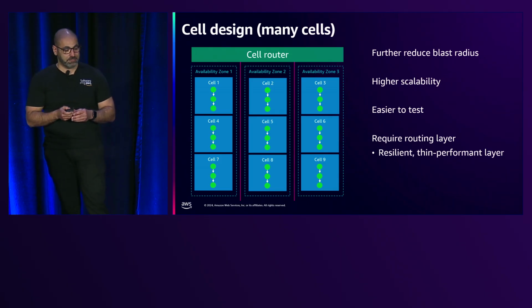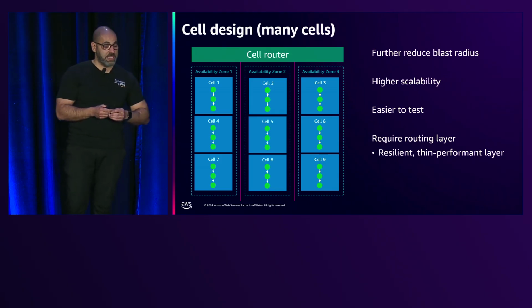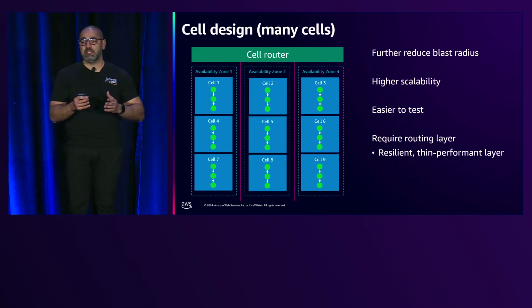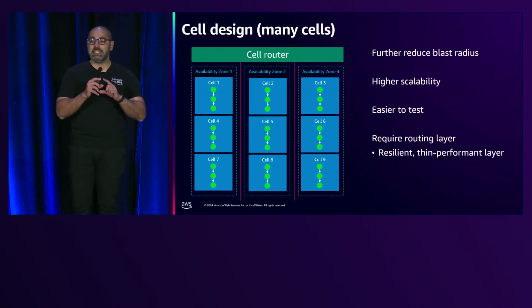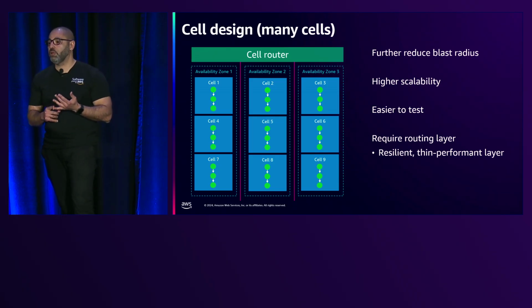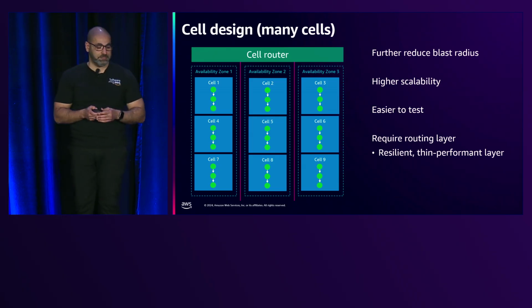An important aspect here is the introduction of a cell router. So you need a way to distribute your requests to individual cells. And this layer needs to be performant, it needs to be resilient, and it must not be a blocker in the data path.